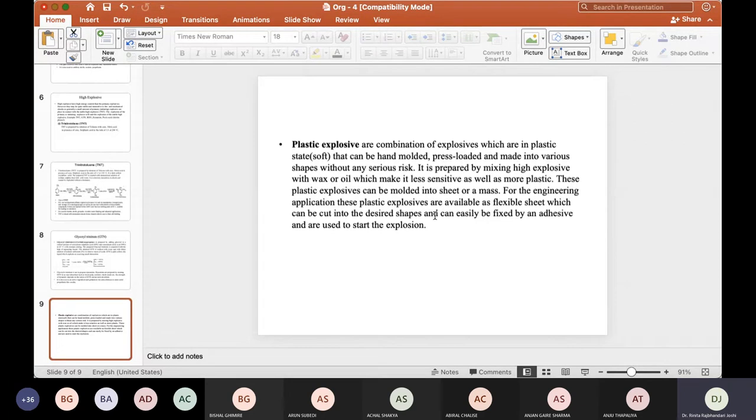These plastic explosives are available as flexible sheet, which can be cut into the desired shapes and can easily be fixed by an adhesive, and are used to start the explosion.